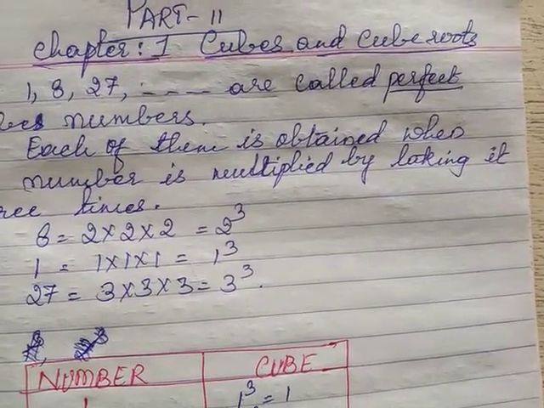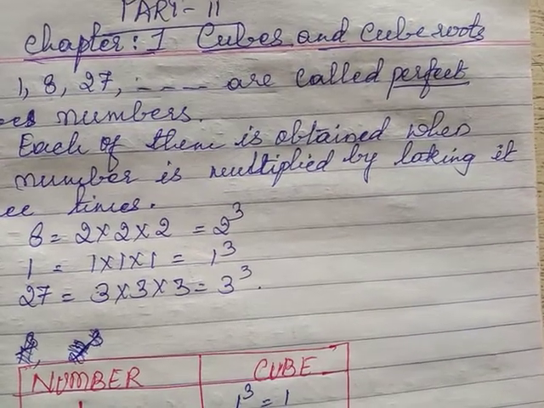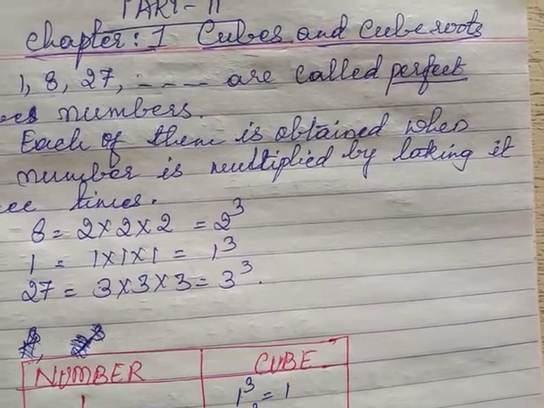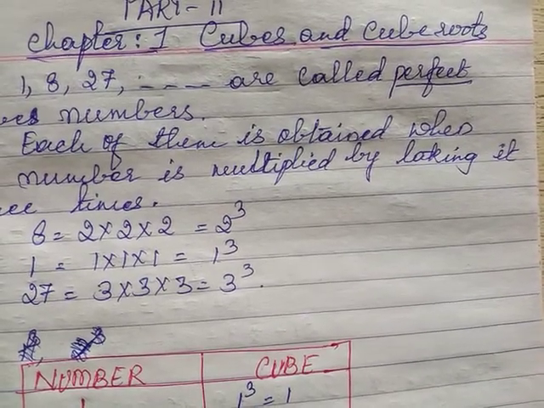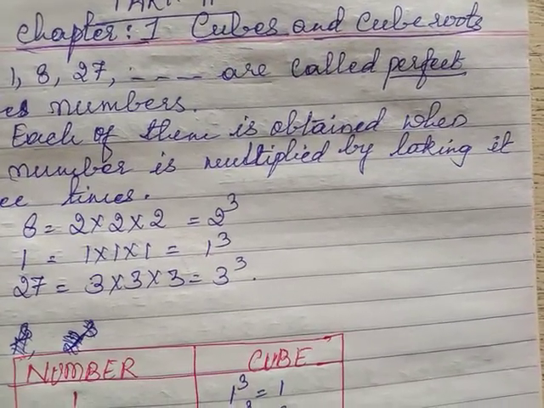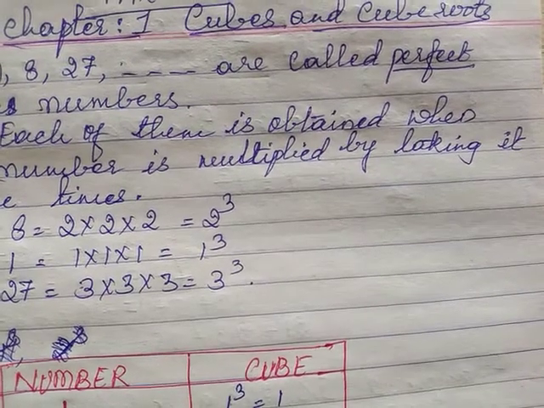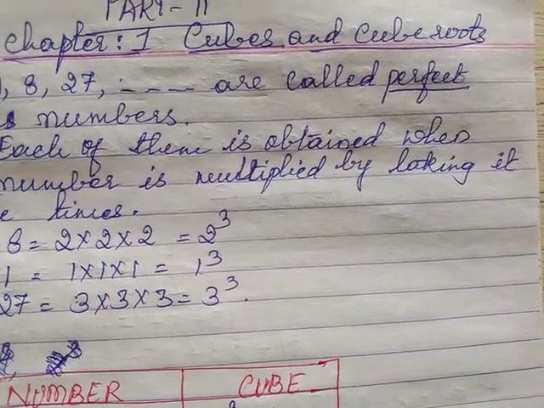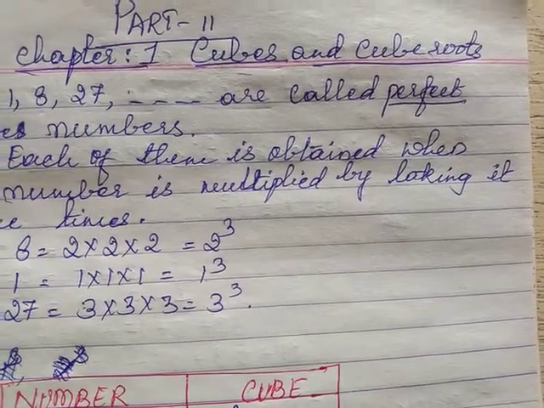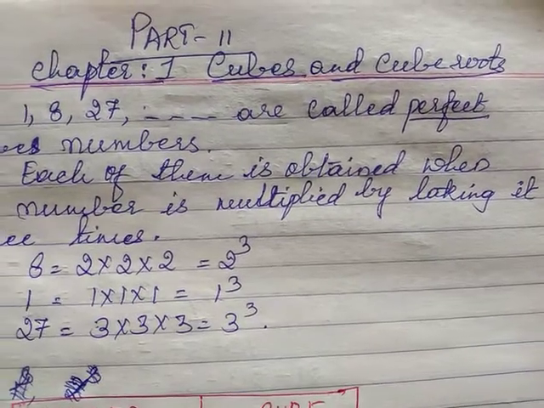Like squares: 2 twos are 4. When we multiply the same number twice, we get square numbers. Similarly here, when we multiply 3 equal, the same numbers, 3 times, we get cubes. For example, 2 into 2 into 2.